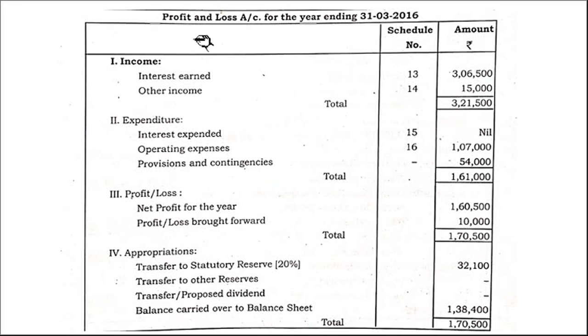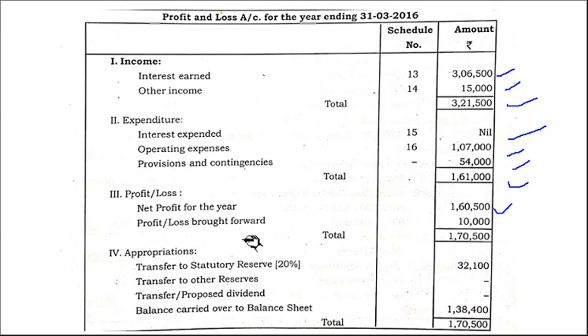So the first thing what we have to do is profit and loss account preparation. So interest earned, Schedule 13, 3,06,500. Other income, 14, 15,000. These two we have written. So total is 3,21,500. Expenditure. Interest expended, 15, nil. Operating expenses, 16, 1,07,000. Then provisions and contingencies, 54,000. So total is 1,61,000. Now 3,21,500 minus 1,61,000 is 1,60,500. This is the net profit for the year.